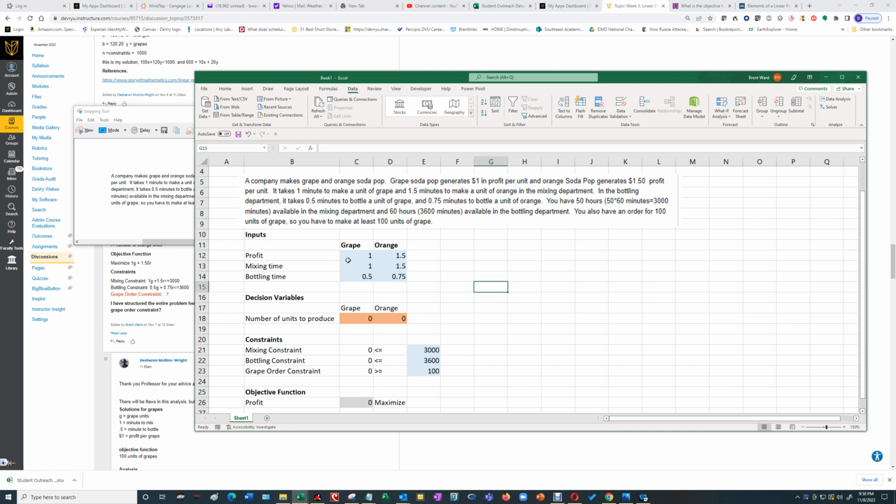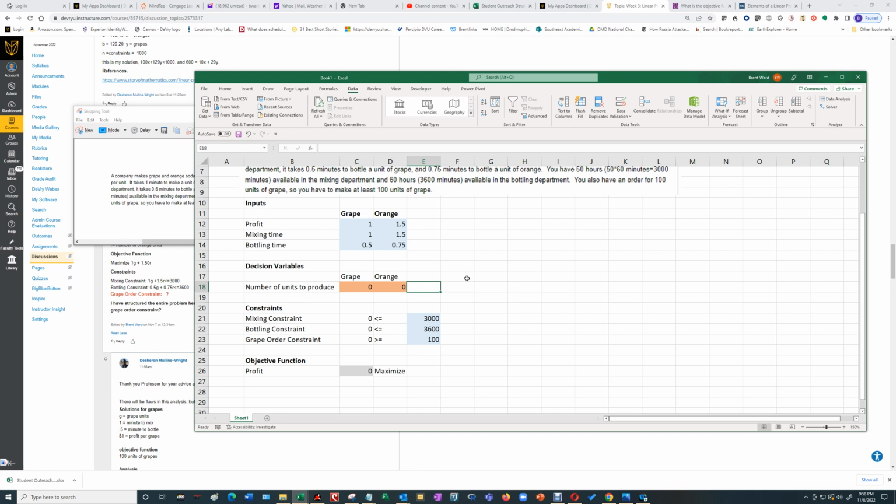Those are our inputs to the model. Any input is in blue here in this model. And then the decision variables are the number of units to produce here in orange. And I've just put those arbitrarily in there as 0 to begin with. That's what the linear program is going to figure out. We want to figure out how many units to produce in order to maximize our overall profit, assuming we can sell everything we make. But we have these constraints.